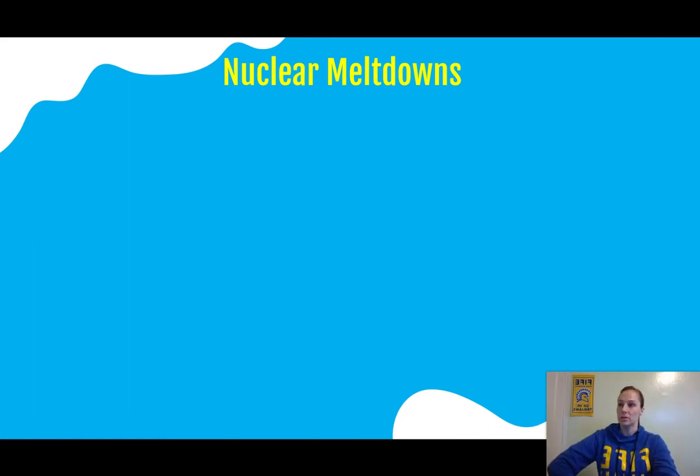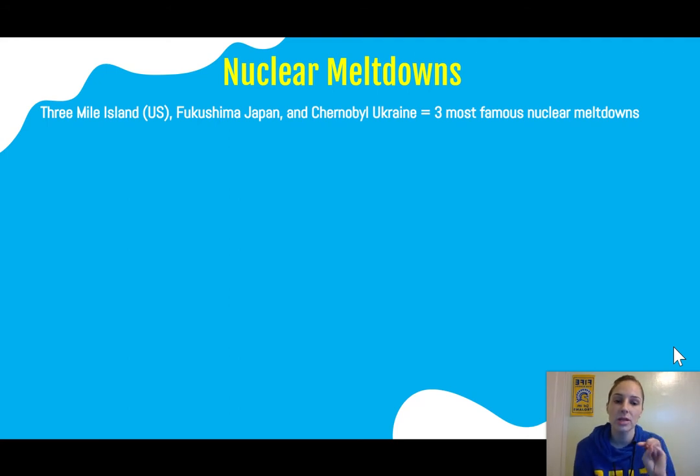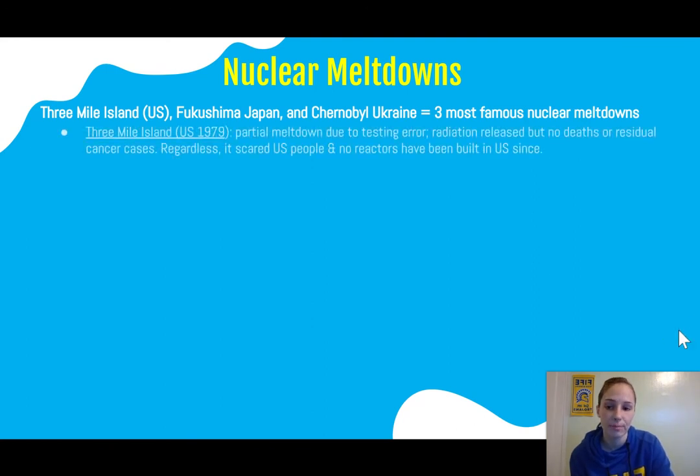Now, nuclear meltdowns, which are kind of like the big part that everyone is afraid of. And there's going to be three of the most famous ones, and these are the three for the AP test that you need to know about, but just generally, they're also the most famous ones. So we've got the 3 Mile Island, which happened in the United States, Fukushima, which happened in Japan, and then Chernobyl, which happened in Ukraine.